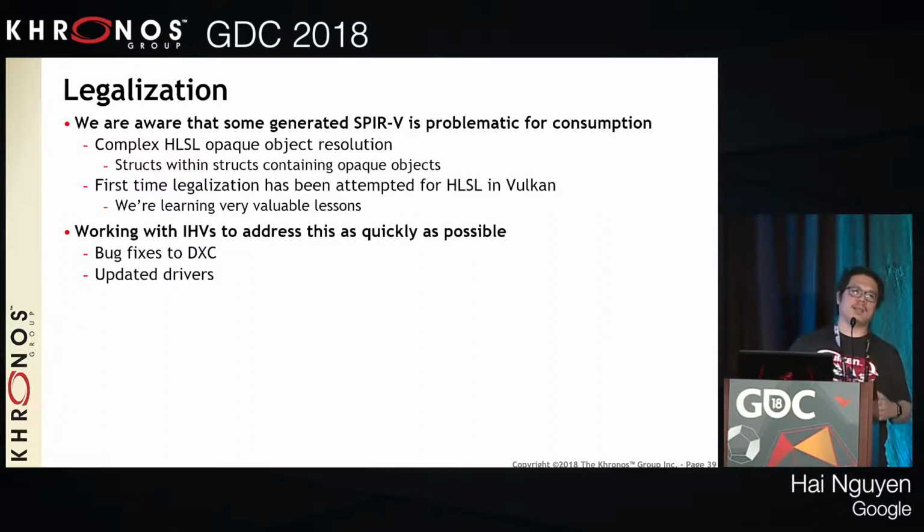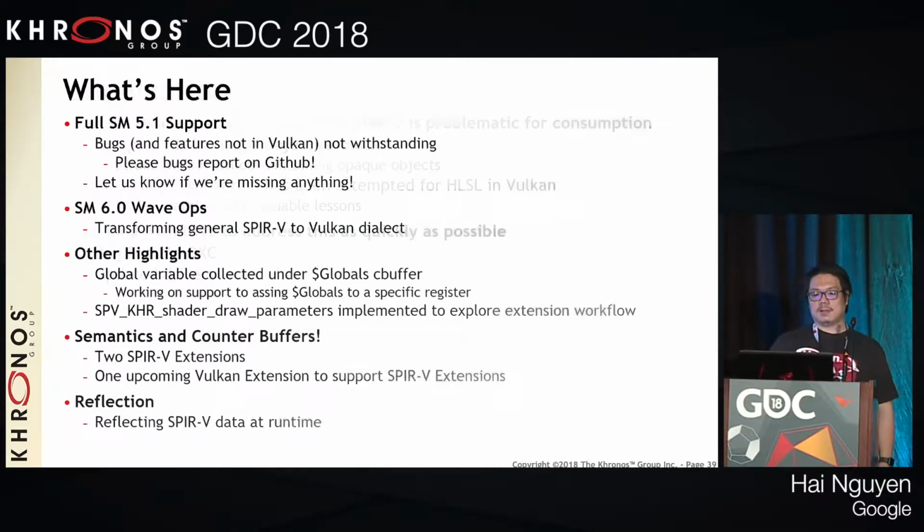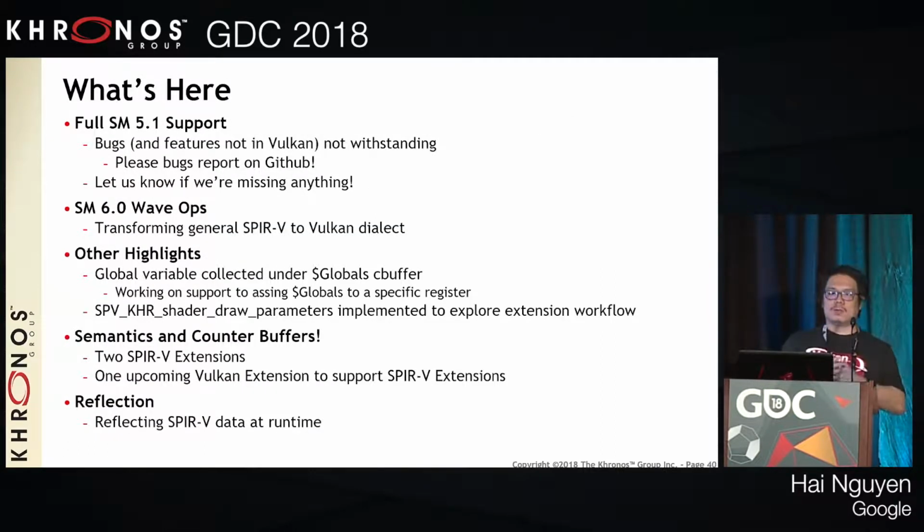And if you don't believe me, I've seen the production code, and I'm sure you've seen the production code that does this. So we are aware of these things, and this is the first time legalization has been attempted for HLSL and Vulkan, so we've learned a lot of valuable lessons, and we're working with the IHVs to address this as quickly as possible. And these fixes will come, or the resolution will come, in bug fixes at DXC as well as driver updates. Okay, going on to a little bit more positive things.